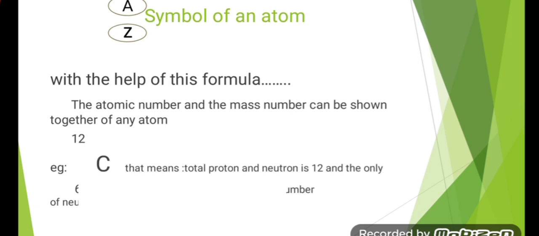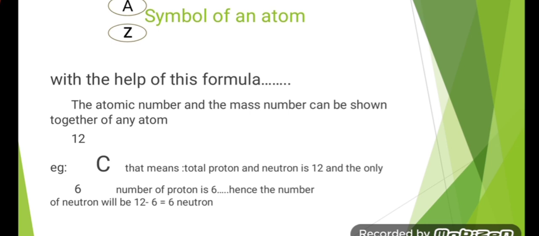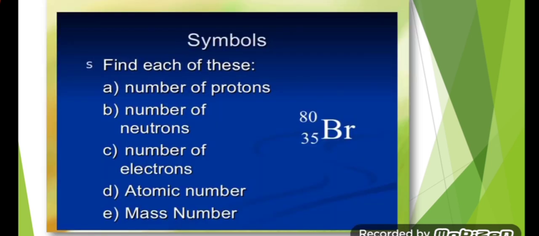Here I am taking the example of a carbon atom. In this carbon atom, the total number of protons and neutrons is 12, that is, A is 12, and the number of protons is 6, that is, Z is 6. Hence, the number of neutrons will be 12 minus 6, that is 6 neutrons.